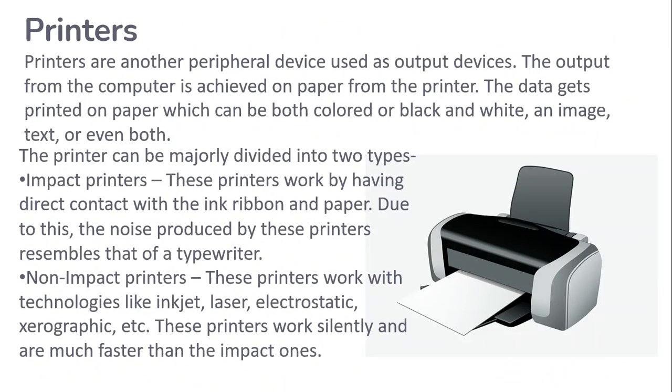One of the main output devices that we want to touch on is printers, and that is considered a peripheral device. The output from the computer is achieved in paper form via printers. So the data gets printed on paper, which can be both colored or black and white, image, text, or even both. Printers can be divided into impact printers and non-impact printers. Impact printers is where the printer mechanism hits the paper, like a dot matrix printer. You can research what a dot matrix printer does.